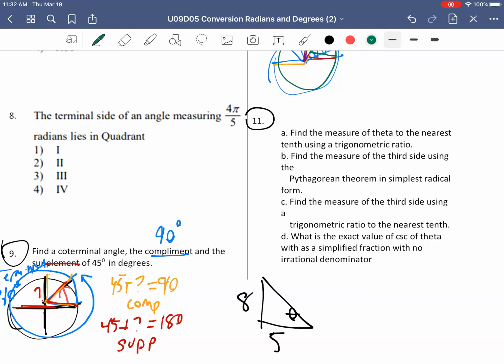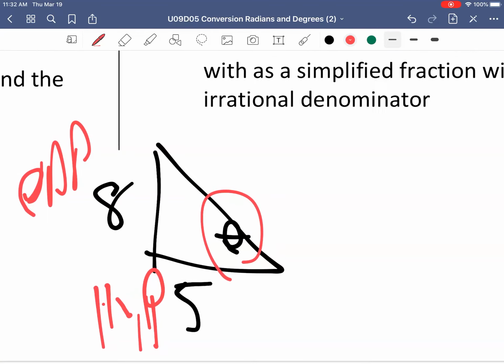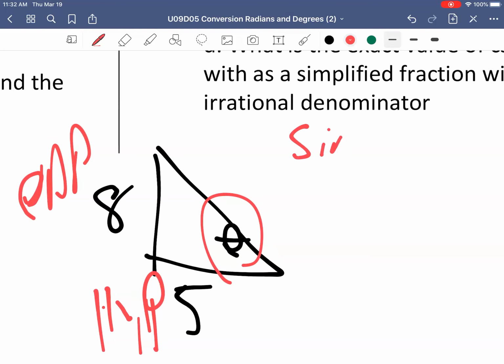But either way, this is the triangle we're given. So we're asked to find theta. We know this side is the opposite, and this side is the hypotenuse. So if you were to use a trig ratio to find that, it would be sine of 8 over, oh, not sine, excuse me, that's not the hypotenuse. I got a little distracted, I apologize. That's opposite and adjacent.